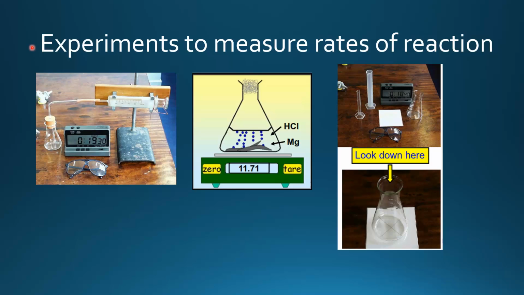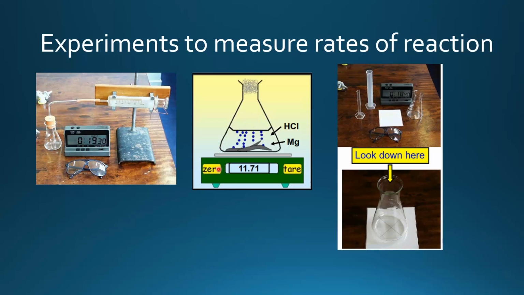Experiments to measure rates of reaction. So the first experiment is measuring the volume of carbon dioxide gas given off in a reaction such as calcium carbonate and hydrochloric acid. So this syringe would measure the volume of CO2 given off, and you'd obviously measure the time, and then you could calculate the rate of reaction.